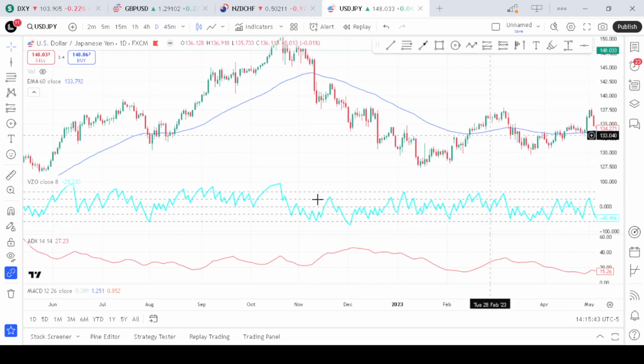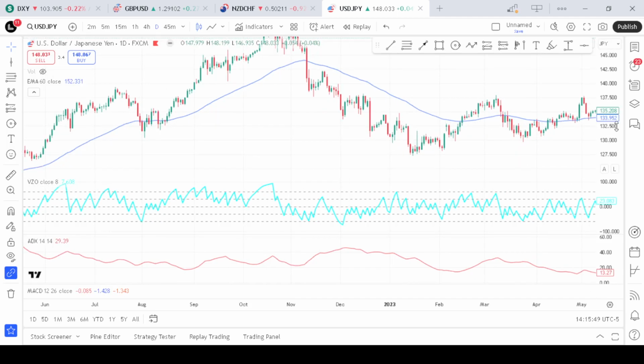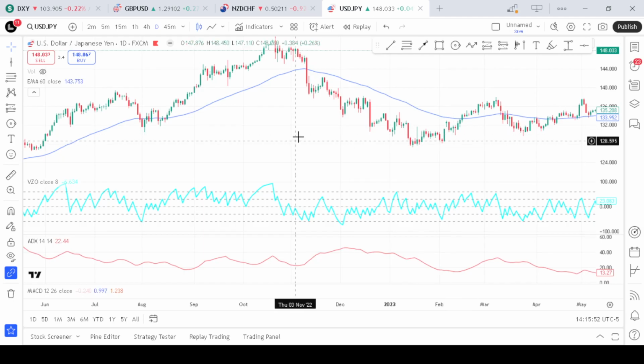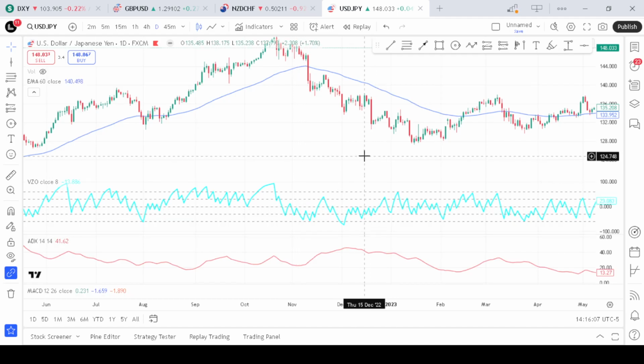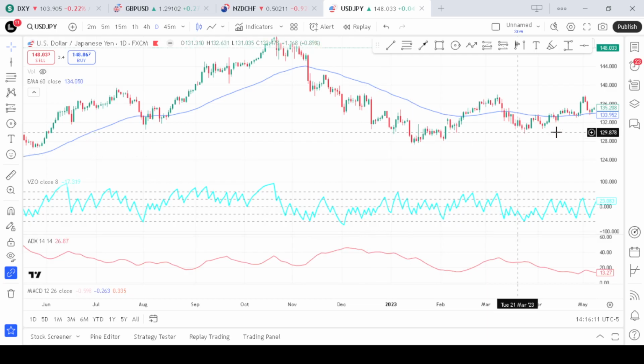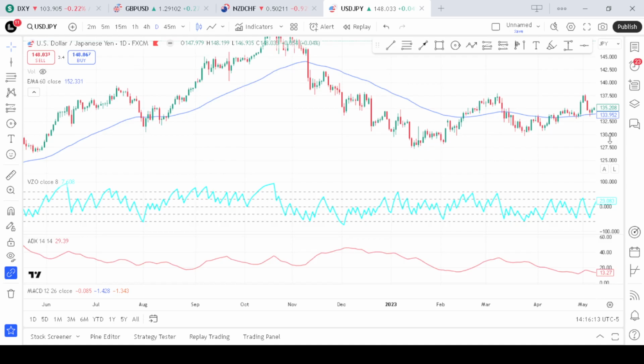Now, you can also use this indicator to spot oversold and overbought conditions. The VZO extreme levels, which are the +60 and the -60, are excellent for identifying overbought and oversold conditions in the market. These levels can help you spot potential reversals or exits from existing trades. How do we do this?